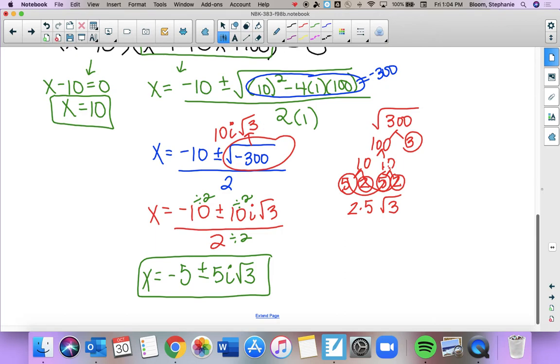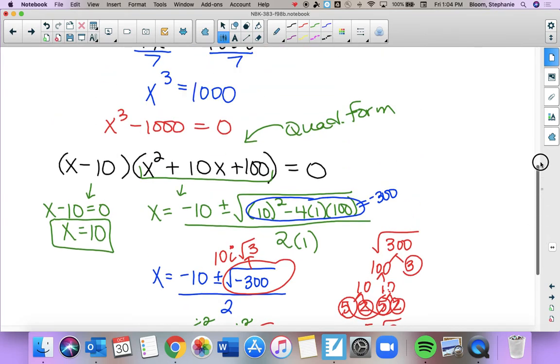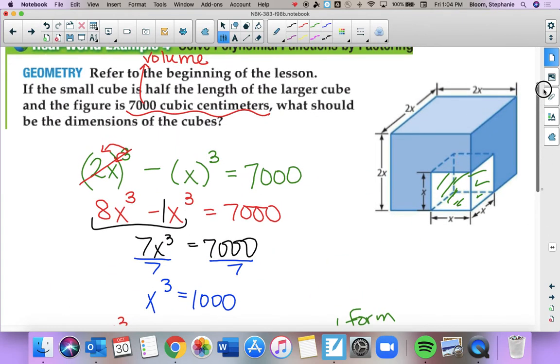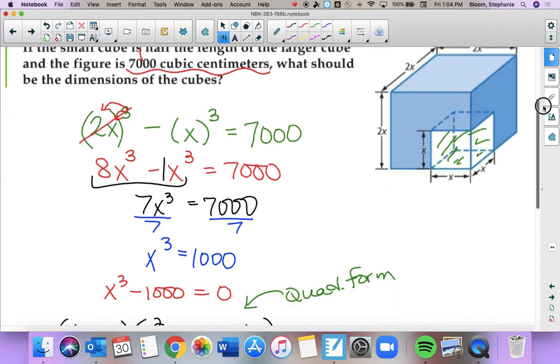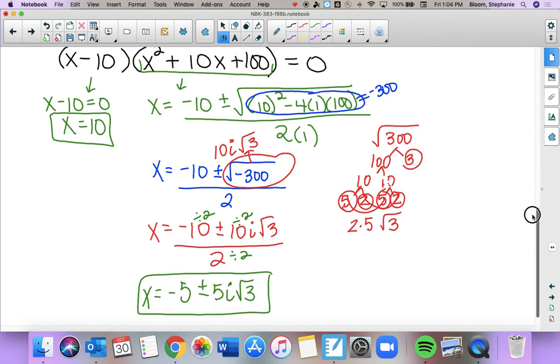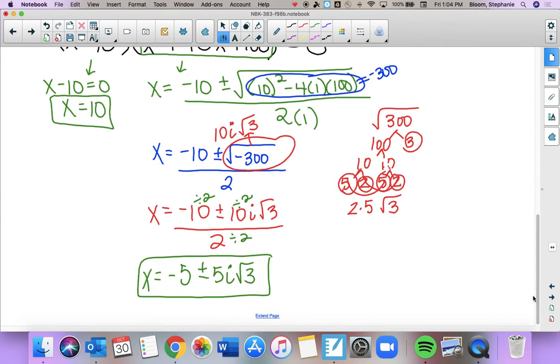Okay? Is there any problem that you see? Why are you asking if it should be imaginary? Can the dimensions of a cube be imaginary? Cannot. Just like time can't be imaginary, right? So this will not be a final answer for the story problem.